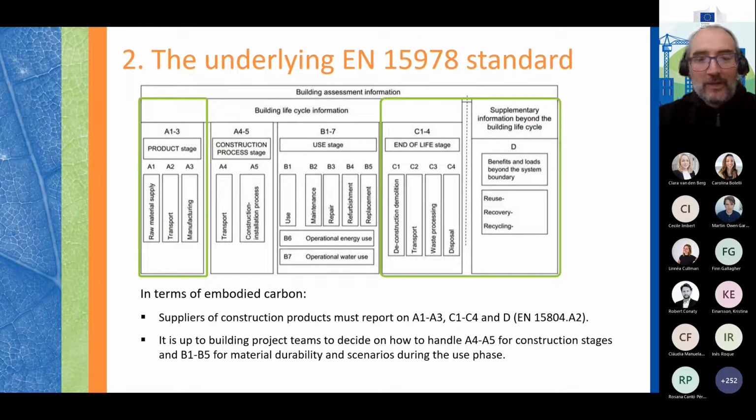So on the next slide, you can see that if you're looking at embodied carbon, you're going to get information from the suppliers of construction products on modules A1 to A3, module C1 to C4, and module D. That's in line with the new standard for environmental product declarations for construction products. And really, the onus is on the people running the building project to make good estimates and assumptions for modules A4 and A5 and module B, because the people making the construction products don't know exactly what you're going to do with them. So you, as the person responsible for a building project, have to come in and supplement the assumptions and information for A4 to A5 and module B. So if we move on to the next slide.